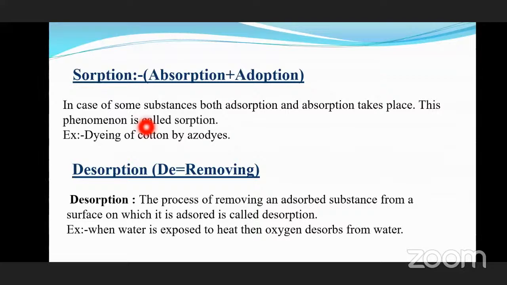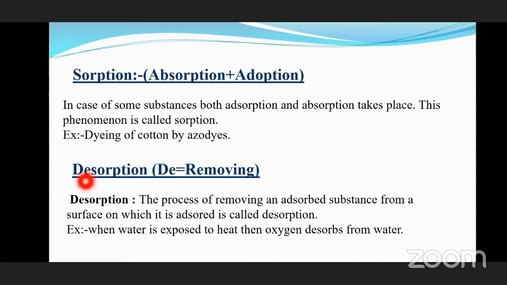For example, dyeing of cotton by azo dyes. What is the meaning of dyeing? Dyeing means coloring the cotton by using azo dyes. In this process, there are two steps. Number one is the absorption step. Number two is the adsorption step. This is the best example for sorption.